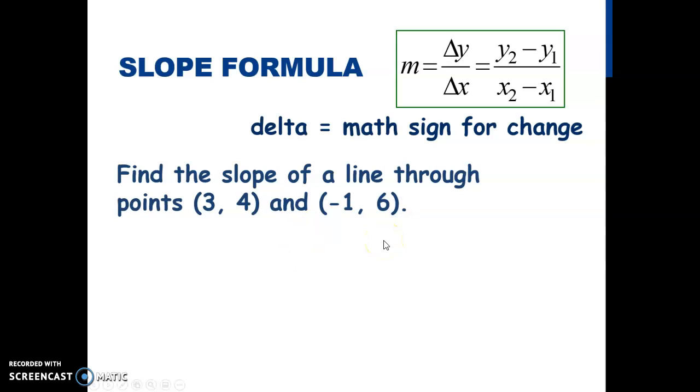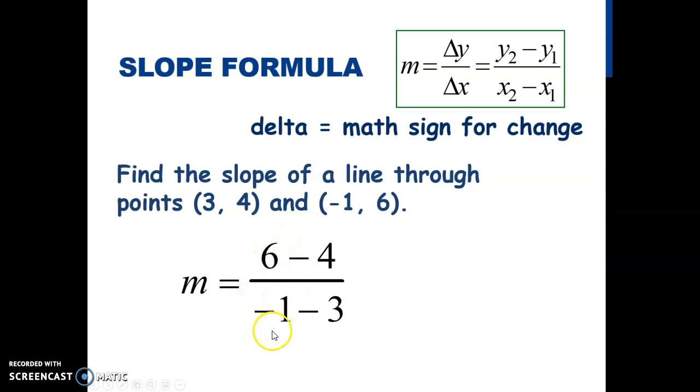And so just for an example here, let's find the slope of a line through these two points, (3, 4) and (-1, 6). So what we need to do then is put it into that fraction. So it looks like what I did here is I called this point here my second point, and this was my first point. And so what happened was I put my 6 on top, put my -1 on bottom.